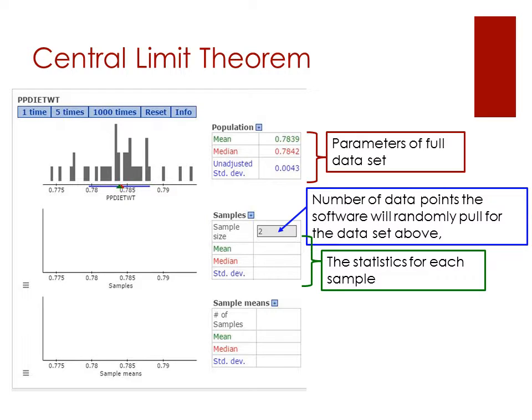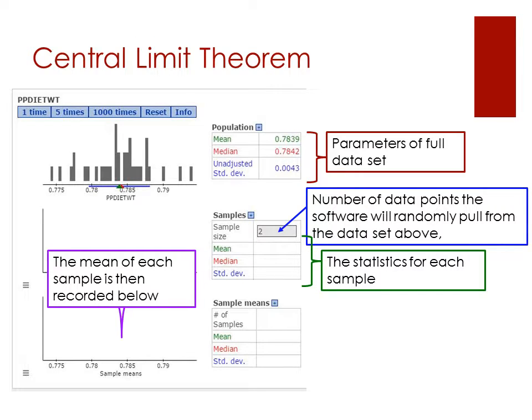Moving down, we can see that we're looking at taking individual samples from that data set. So the number of data points the software is going to randomly pull from the data set above is specified in that box, currently with a 2 in it. And as it pulls each sample, the statistics for each sample are going to show up below it for the mean, median, and standard deviation for each individual sample.